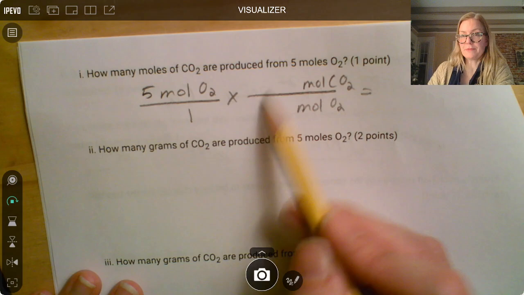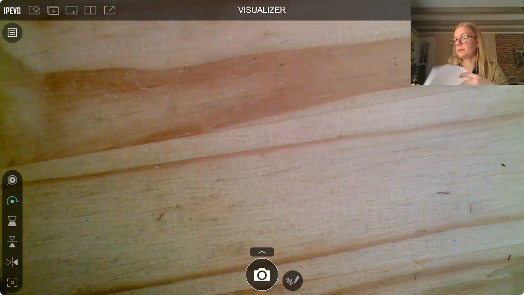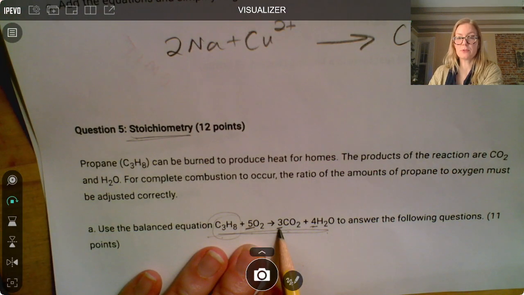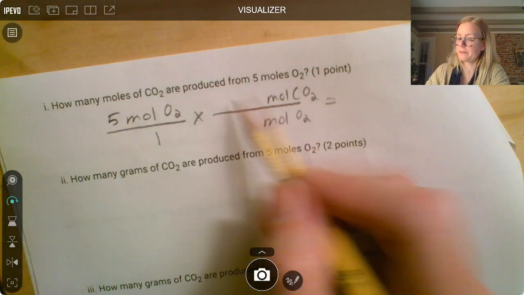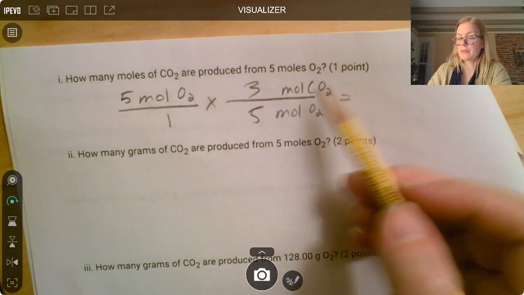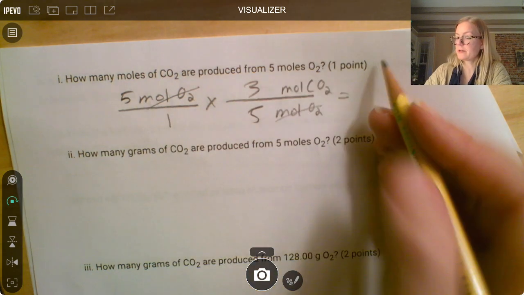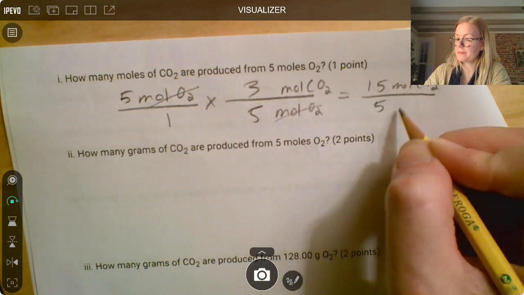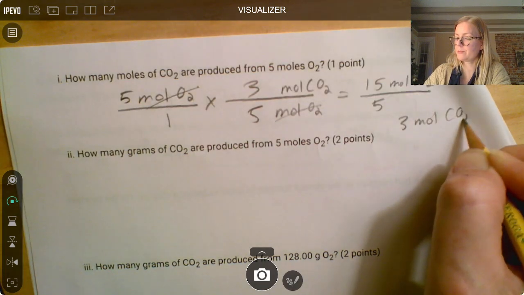And then you look at the coefficients in the equation to get what we call the mole ratio. That's the numerical ratio of CO2 to O2, okay? So for every 3 CO2s, we need 5 O2s. For every 3 moles of CO2, we need 5 moles of O2. So it's a 3 to 5 mole ratio. Okay, and then any unit on the top and bottom cancels out. Multiply straight across the top, you get 15 moles CO2. Multiply straight across the bottom, you get 5. 15 divided by 5 is 3 moles CO2, which we knew that anyway.